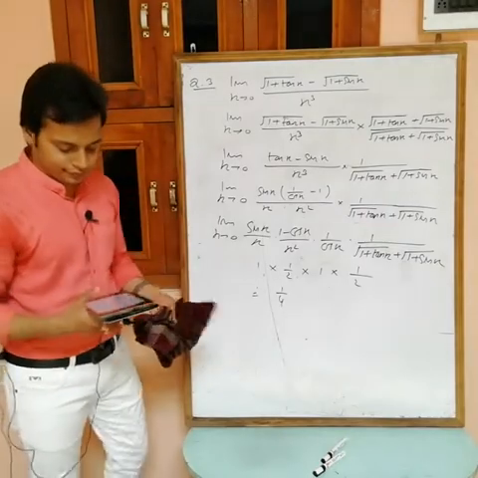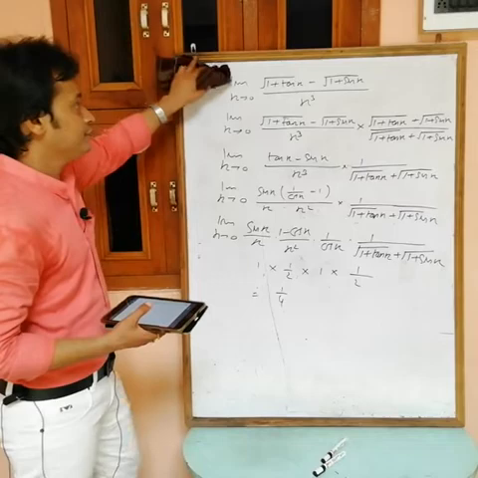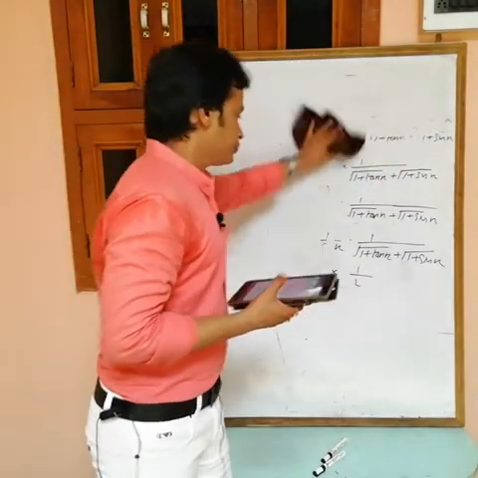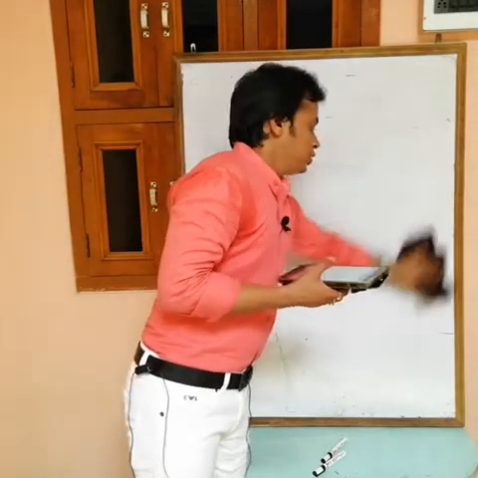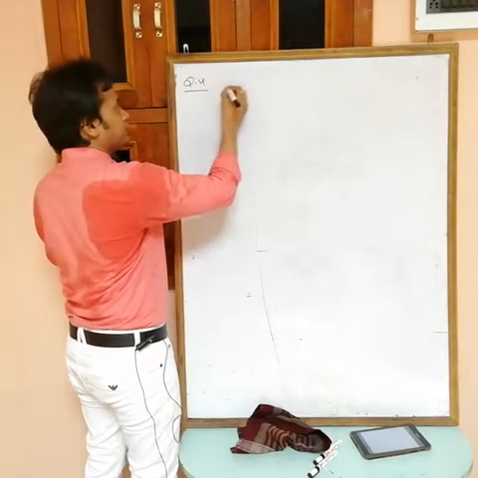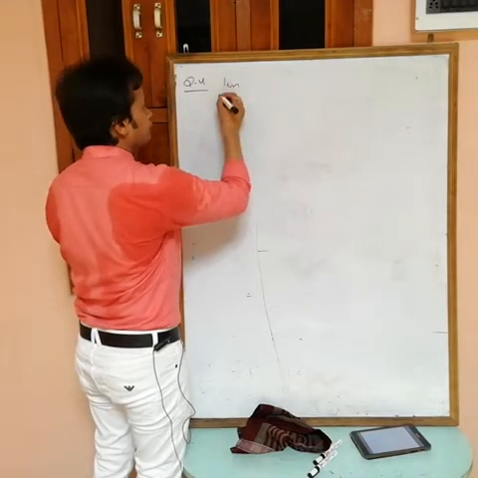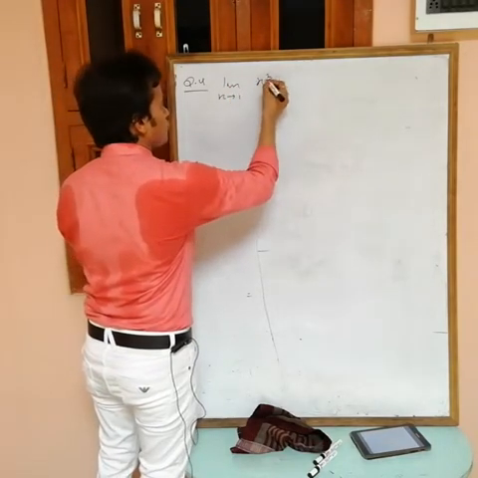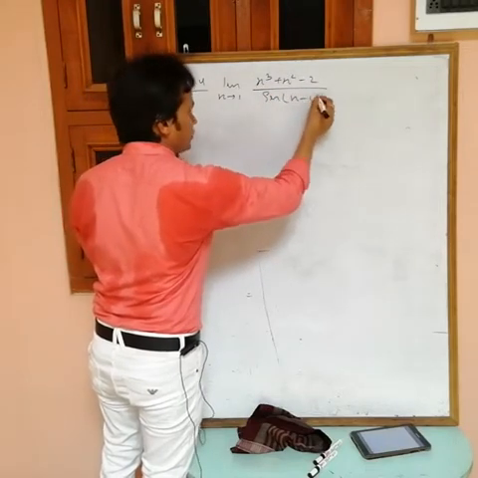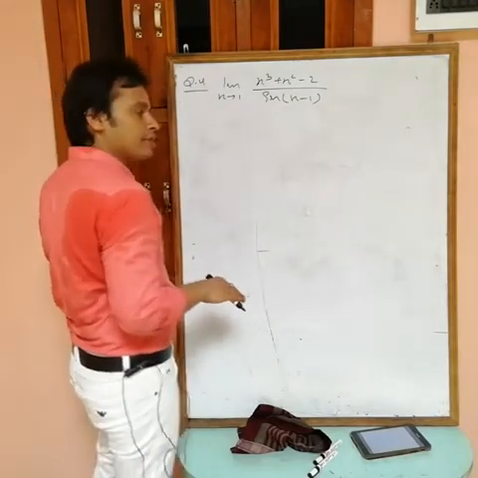Okay, can I write down? Okay, question number 4, limit x tending to 1, x cube plus x square minus 2 by sin x minus 1. This one, yeah, x cube plus x square minus 2 by sin x minus 1. Okay, try to solve this one.